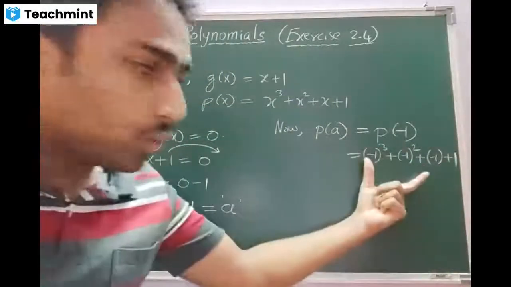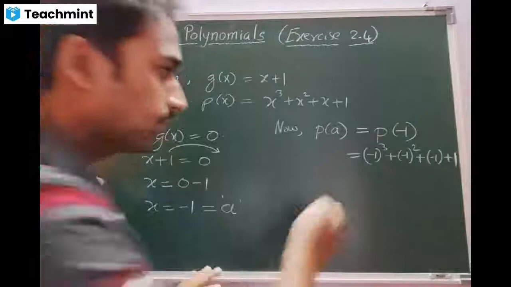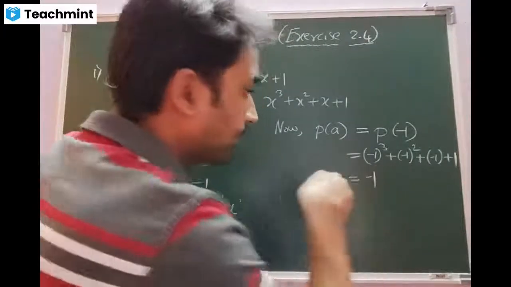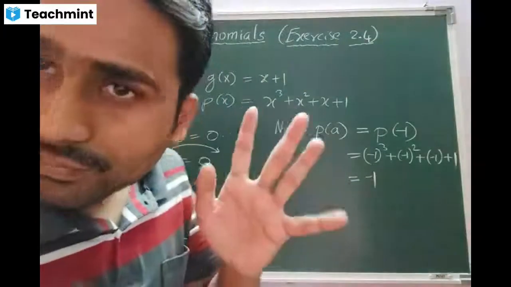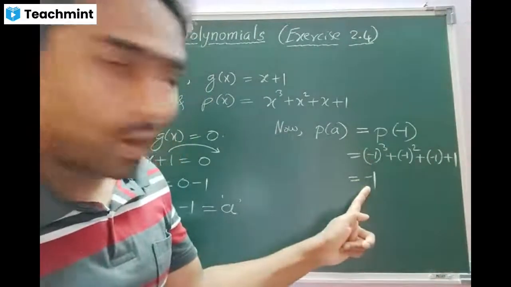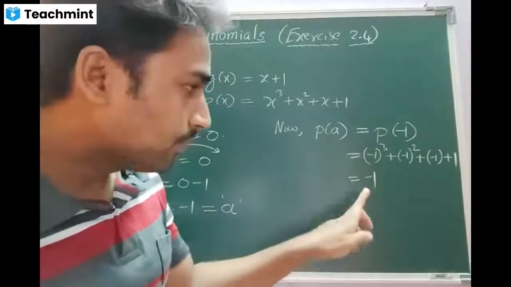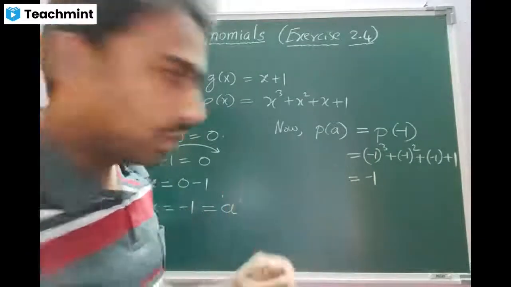So I have put the value minus 1 in the place of x. Correct? Minus 1, sir. If I solve it, minus 1 the cube is minus 1. Why? Minus is there and the power is an odd number, so minus remains the same. 1 the power 3 is 1 only.